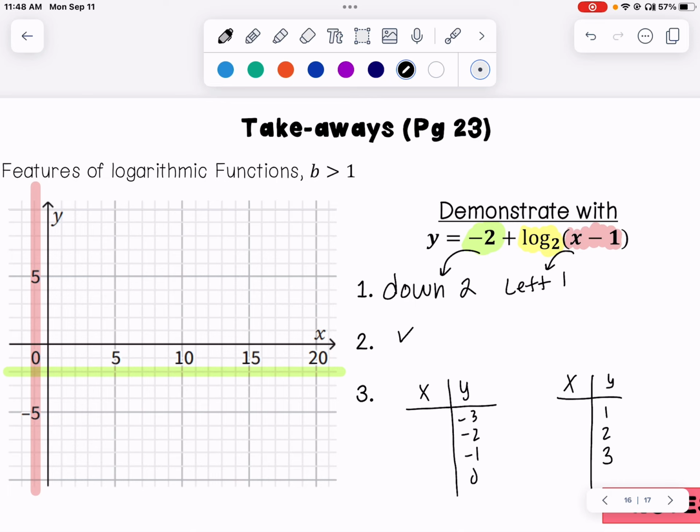So when my y is 3, that really means 2 to the third, which is 8. When my y is 2, that really means 2 squared, which is 4. When my y is 1, that really means 2 to the 1, which is 2, and so on.